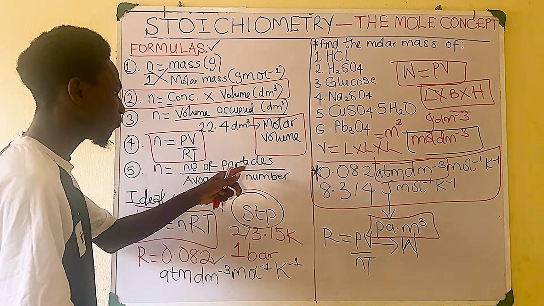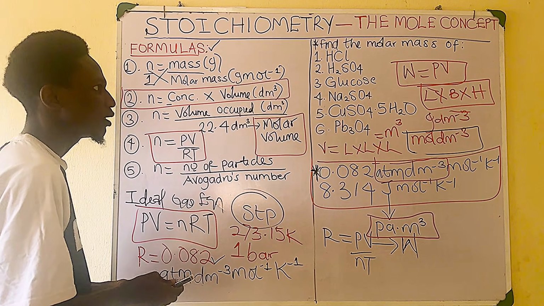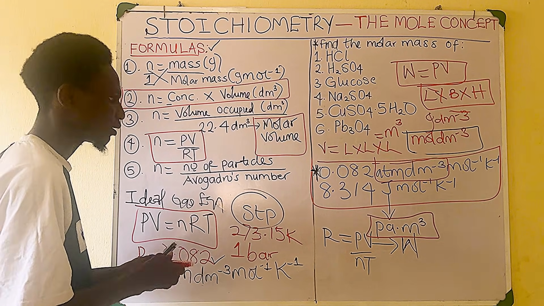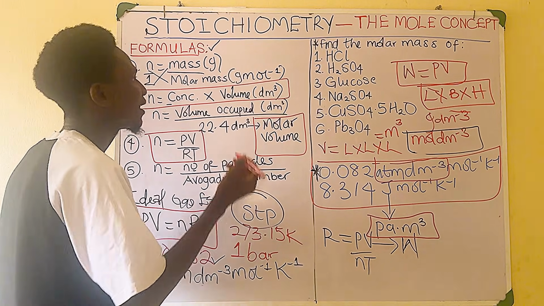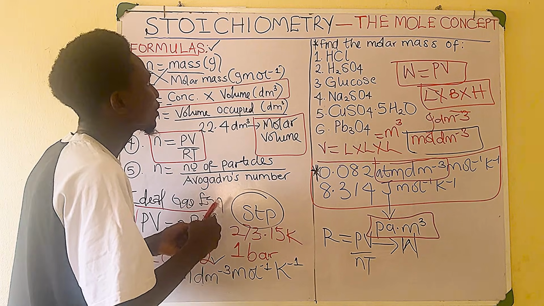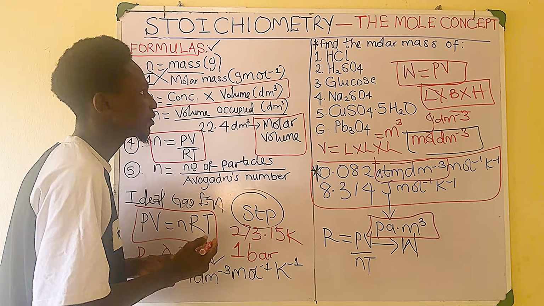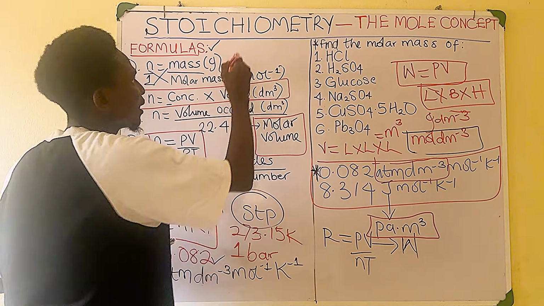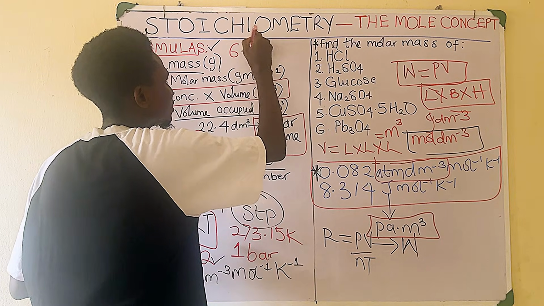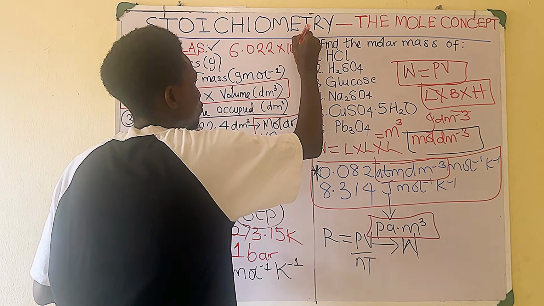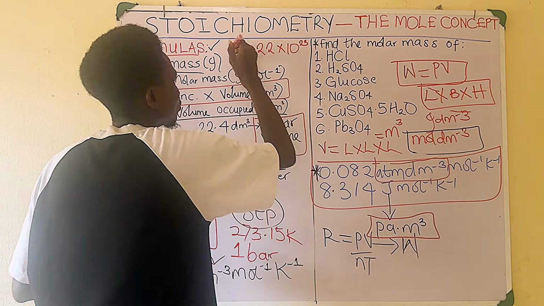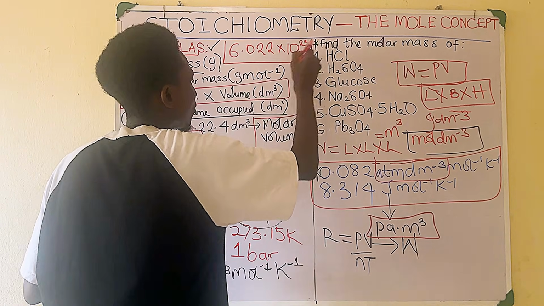Then n equals the number of particles divided by Avogadro's number. Now, what is Avogadro's number? I think you should know it. You can type it in the comment section before I write it out. Now, Avogadro's number is 6.022 times 10 raised to power 23. So this is the Avogadro's number.